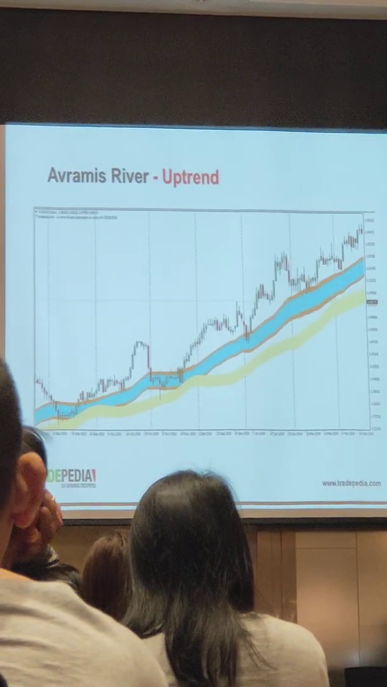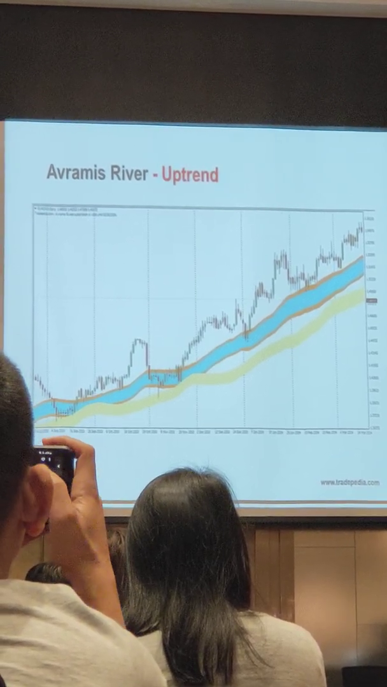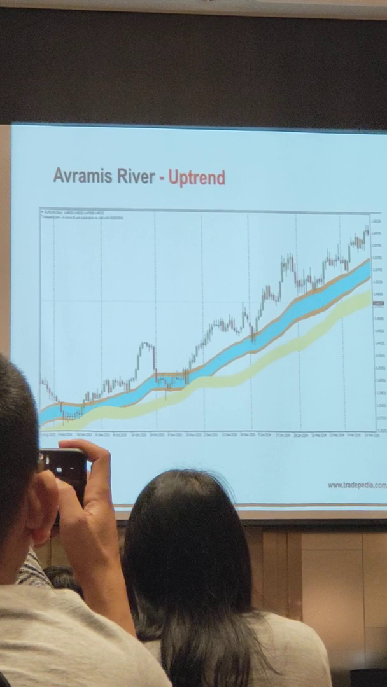So this is what an uptrend looks like. Simple, right? The price is above, the blue river is in the middle, and the gold river is below.